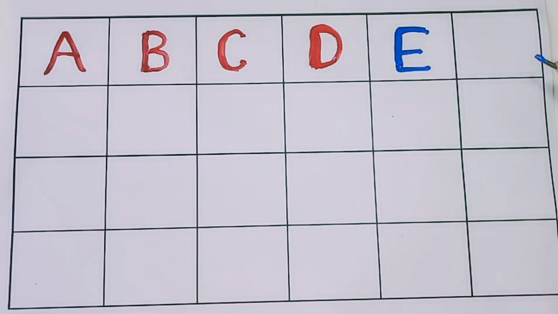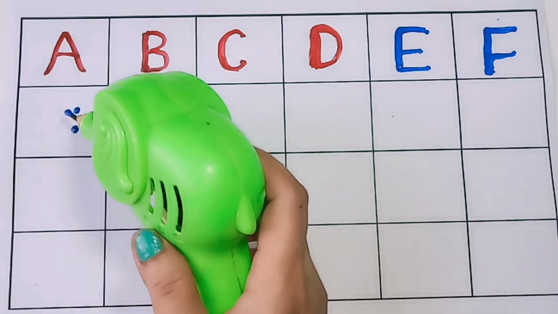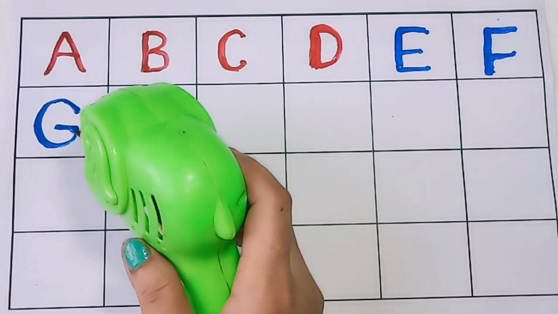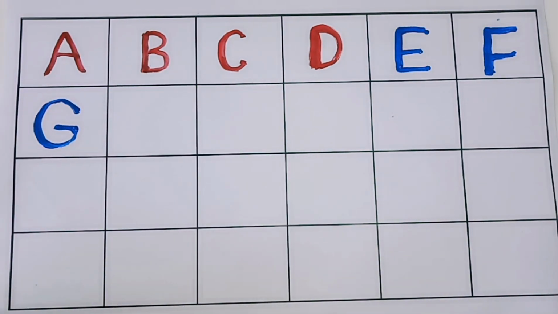E for elephant. And F for flower. G for grapes.